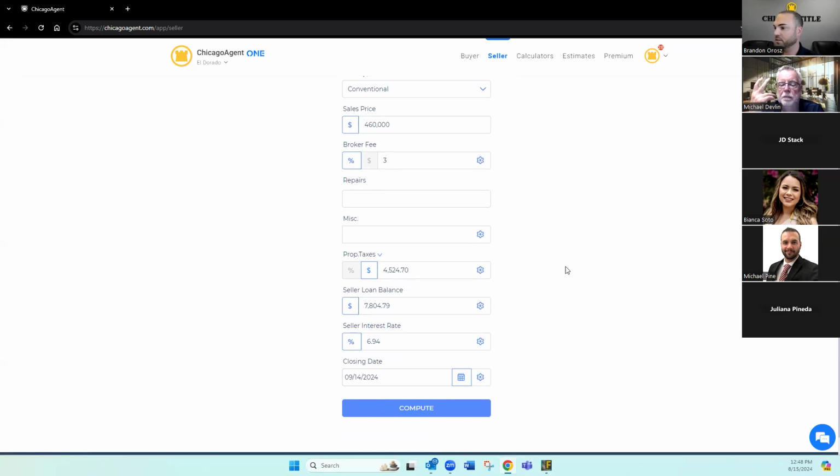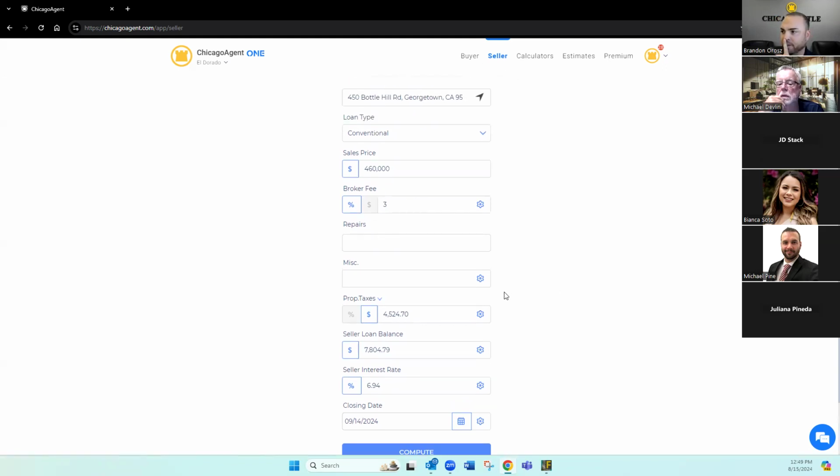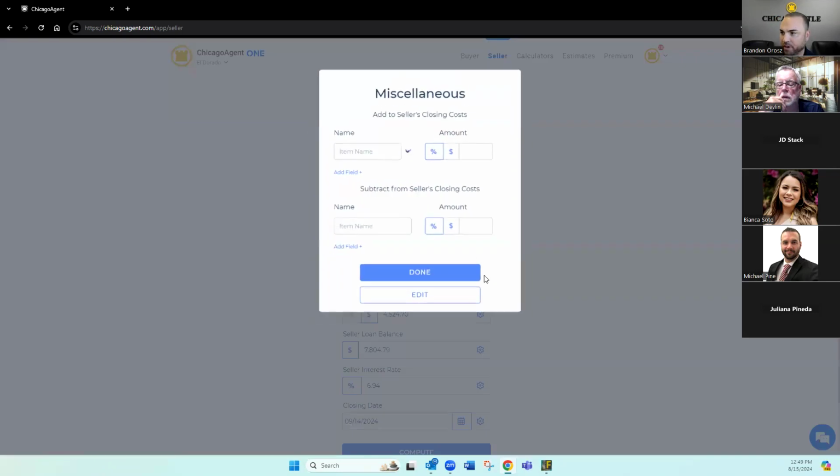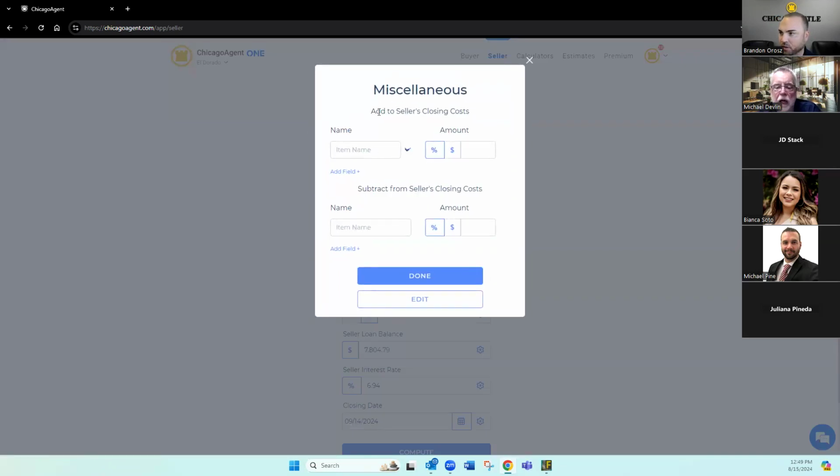So where would that be? This might not be the right calculator here because we're on the seller net sheet, but would you be able to put it in the miscellaneous here? Sure. And then you would write in for item name, buyer concession.